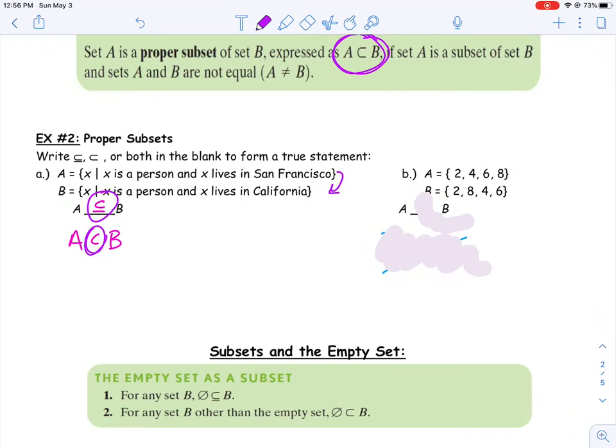Look at part B. Set A is the numbers 2, 4, 6, and 8. Set B is 2, 8, 4, and 6. Is every element of A in B? Well, yeah, I can say that it's a subset. Every element of A is in B, so it's a subset. Are they the same exact things? Yeah. So I wouldn't say that it's a proper subset. I would just say it's a subset because they're the same exact things. They're not different. So we only use proper subset when they're not the same exact thing. So I would go ahead and keep that line underneath because I want you to know that they are equal. Okay? Check for subset first and then check for proper subset.